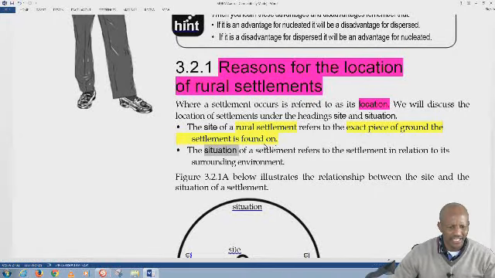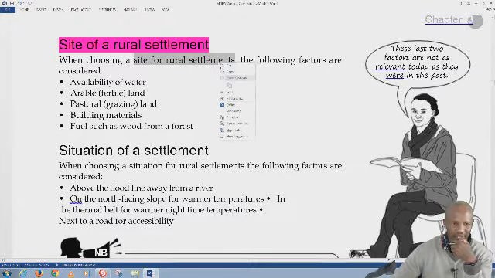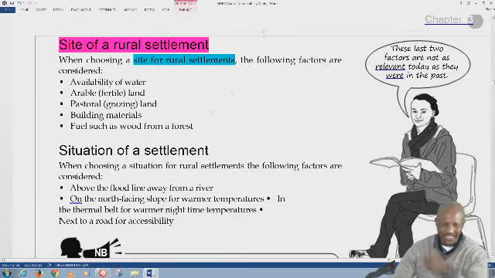Site of rural settlement. We say when you choose a site in a rural area, not everywhere, only when you choose a site in a rural area, what is it that you are looking for? If I'm a farmer and I wanted to choose a site, to say I want this piece of land in a what? In a rural area. What is it that I'm looking for? Let's check them. The first one, we say there must be water.